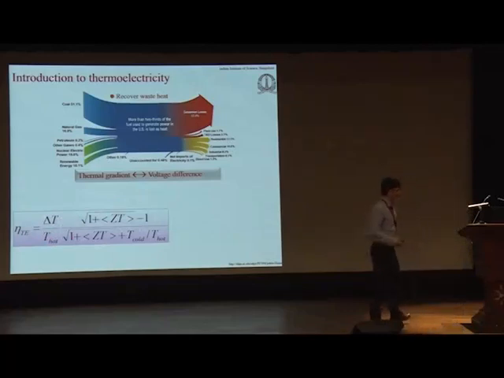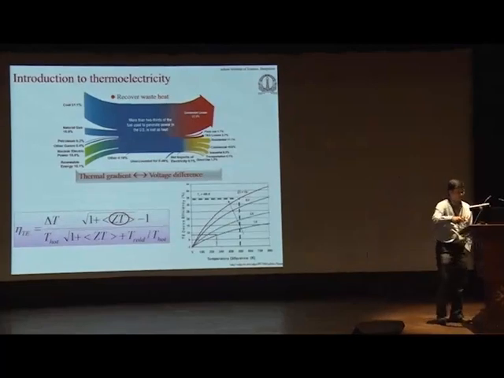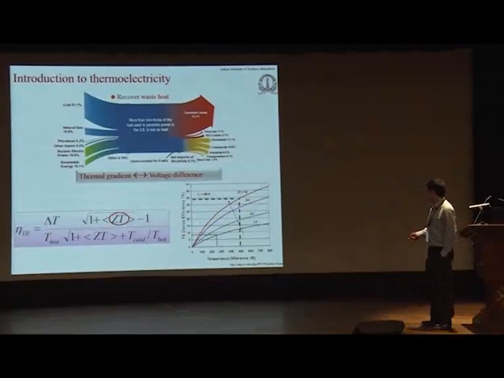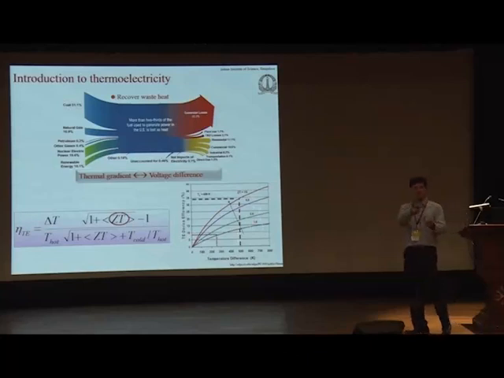As you know, I come from the Materials Research Centre, so we work mostly on materials. And you can see how the efficiency of this device changes with ZT. If you have a ZT of 1 and the temperature difference between the hot and cold junction is around 500, your conversion is less than about 12%.